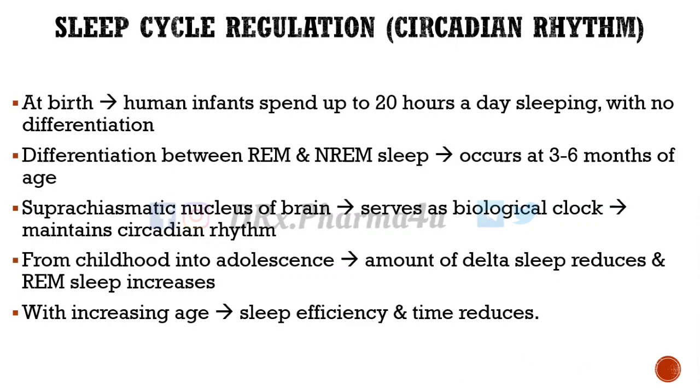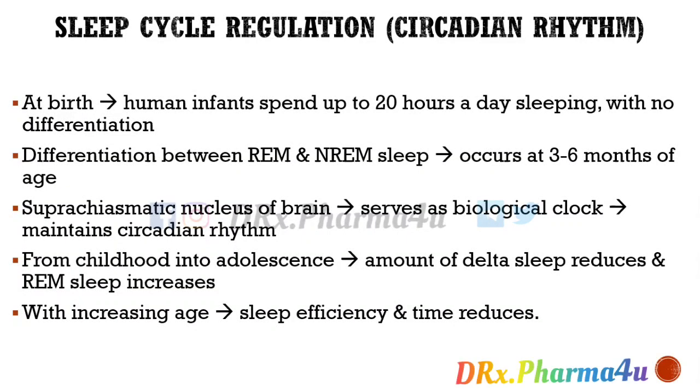Now we'll talk about the circadian rhythm, which is very important. There are so many people who work night shifts and then suddenly get shifted to the day shift. Those kinds of people struggle a lot with their sleep pattern. At birth, human infants spend up to 20 hours a day sleeping with no differentiation. There will be no specific differentiation in their circadian rhythm, because obviously 20 hours a day means, a day being 24 hours, we're just subtracting 4 from that.